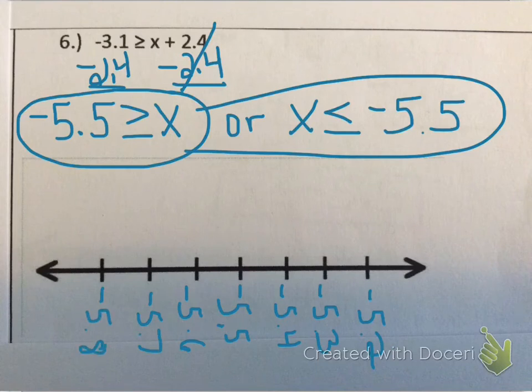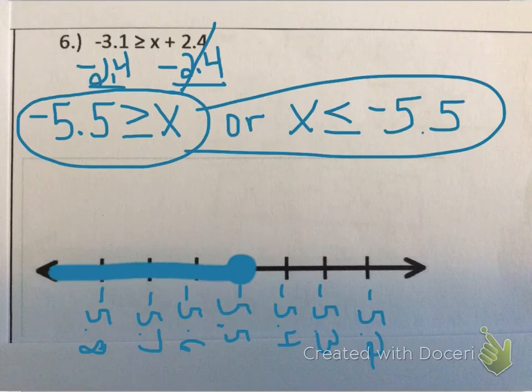Okay, and that would be an open circle. I'm sorry, it's greater than or, it's less than or equal to, so it's a closed circle. Apologize. Okay, including negative 5 5/10, and it is less than or equal to, so it's going to be everything to the left. Okay, and there's your number line. Okay, last question. We have a word problem, so let's take a look at that.